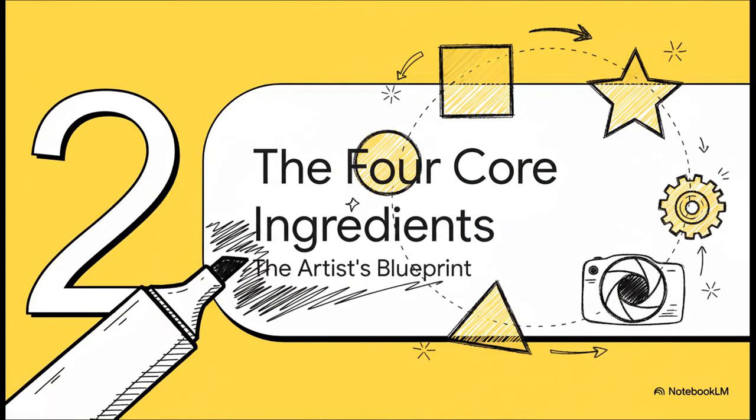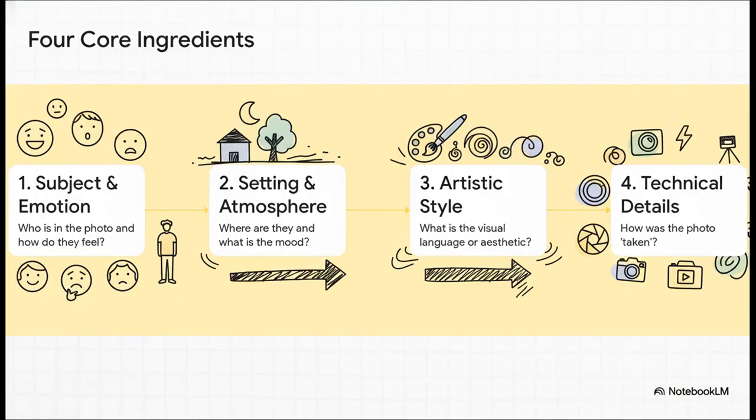It turns out that pretty much every incredible AI image you see is built on a prompt that has 4 key things in it. These are the core ingredients of our blueprint. And here they are. Number 1, subject and emotion. 2, setting and atmosphere. 3, artistic style. And finally, number 4, technical details. Seriously, think of this as your new checklist. If you hit all 4 of these, you're going to create something amazing.